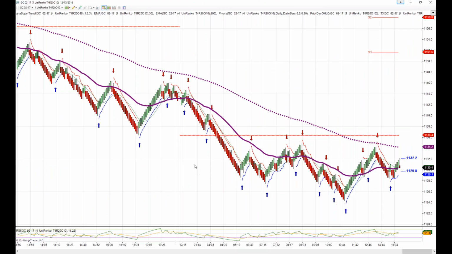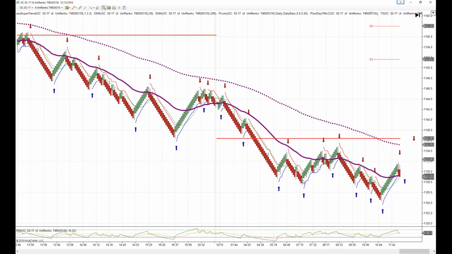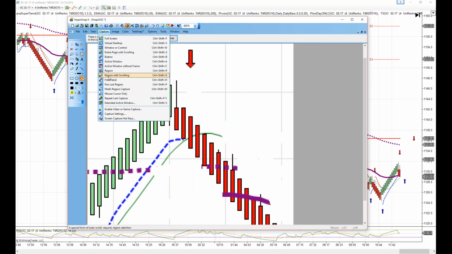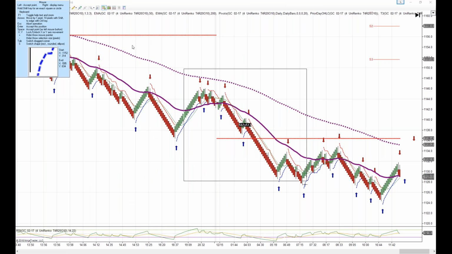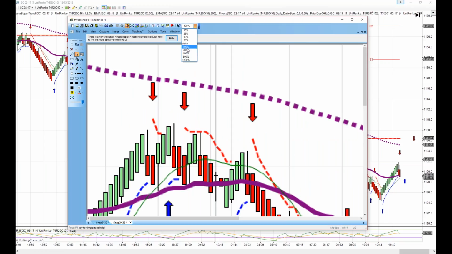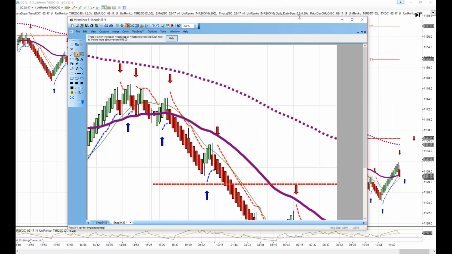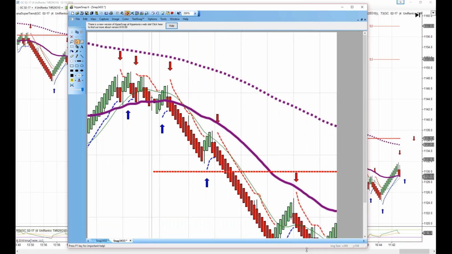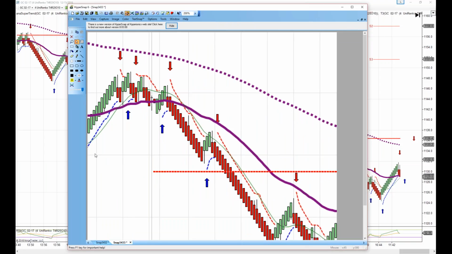This is, first of all, gold, and let me take a snapshot of this. I think it's just easier to explain things if I can draw. So let's point out some things on this chart that you need to know. First of all, we're in a downward trend.